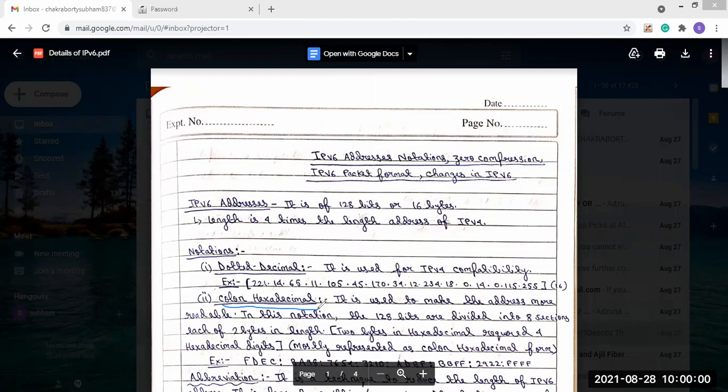That means if we use the colon hexadecimal format, then the address will be more readable. Now in this notation, the 128 bits are divided into 8 sections. That means this 128 bits we divide into 8 sections. Now 8 sections means each section will contain 16 bits, because 128 bits are divided into 8 sections. That means each section will contain 16 bits.